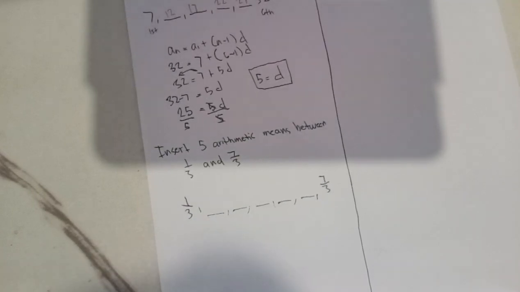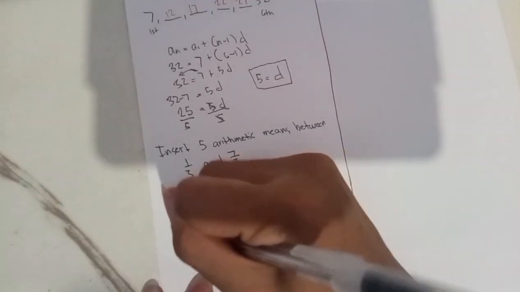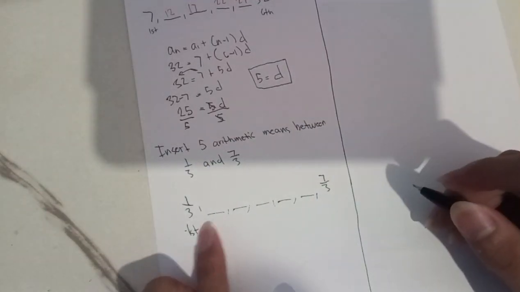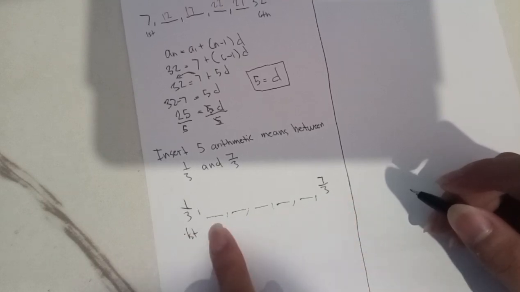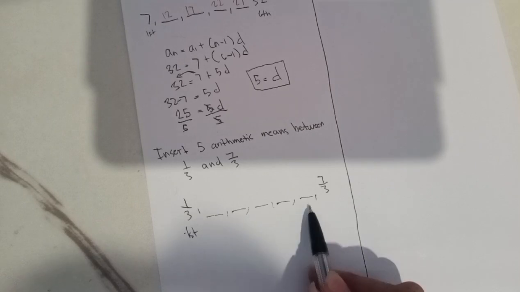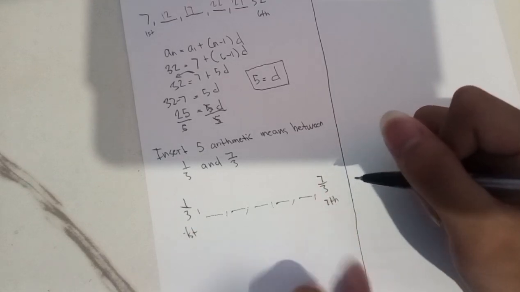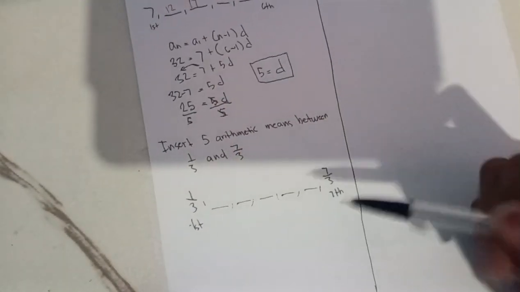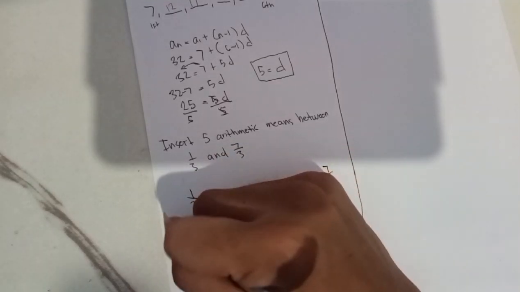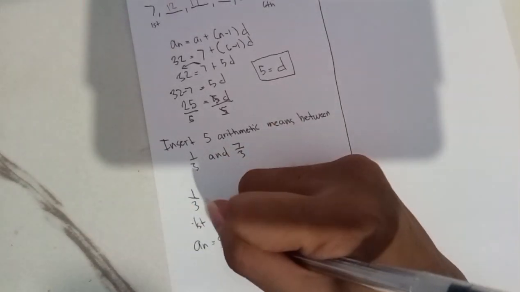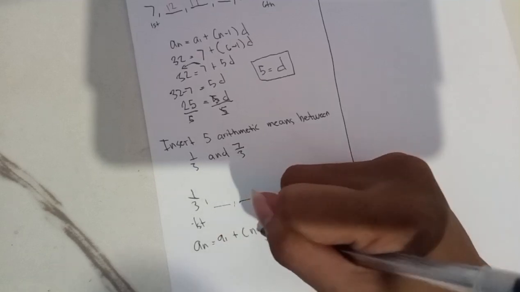Now that we have this format na, we can easily say na this is the first term. And since this is the first term, 7/3 is the what? So, second, third, fourth, fifth, sixth, seventh term. So, we have 1/3 on the first term and 7/3 on the last term. So, let's write the formula again. So, last term is equal to a1 plus n minus 1 times the common difference.